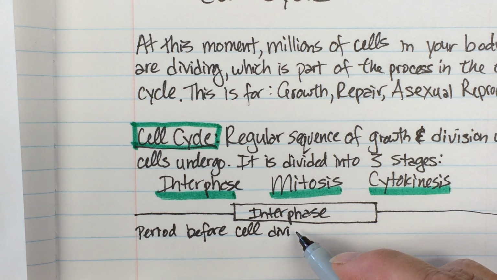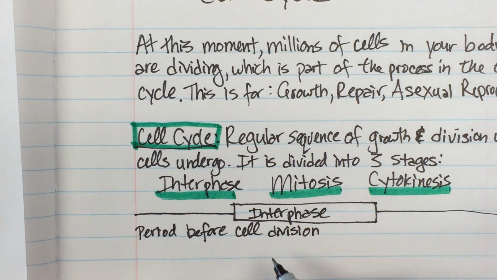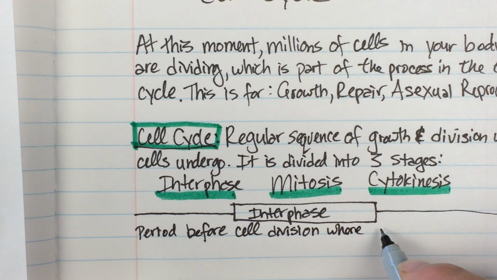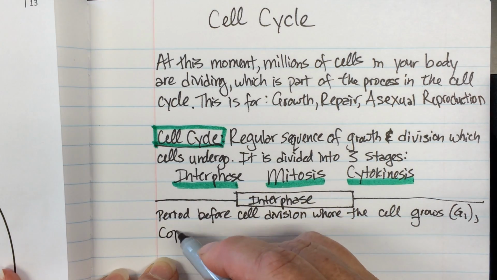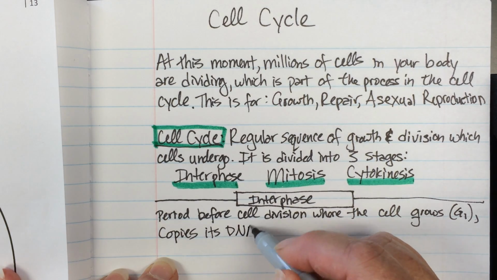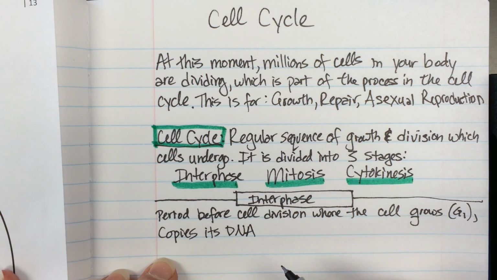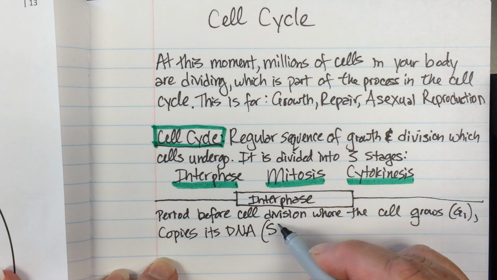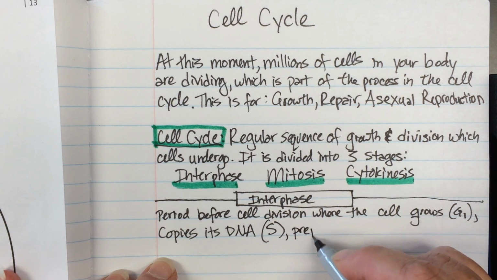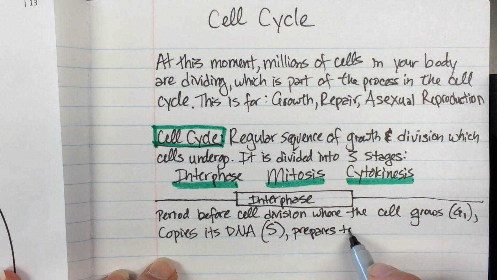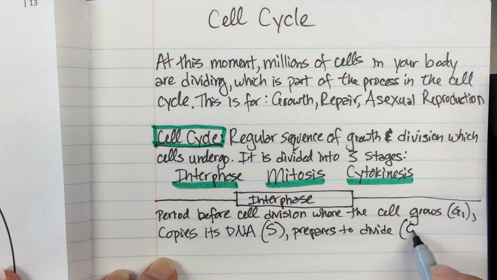Without the interphase, the cell would not be ready to divide. So it's the period before cell division where the cell grows. And so see how that's a G there? We call this stage G1, okay? And where it copies its DNA, remember the DNA is the instruction for the cell, so it has to copy that. That's very important. I'm not sure why they call this the S stage for synthesis of DNA. So we call that the S stage. And then it prepares to divide, but it hasn't divided yet. And that's more growth.